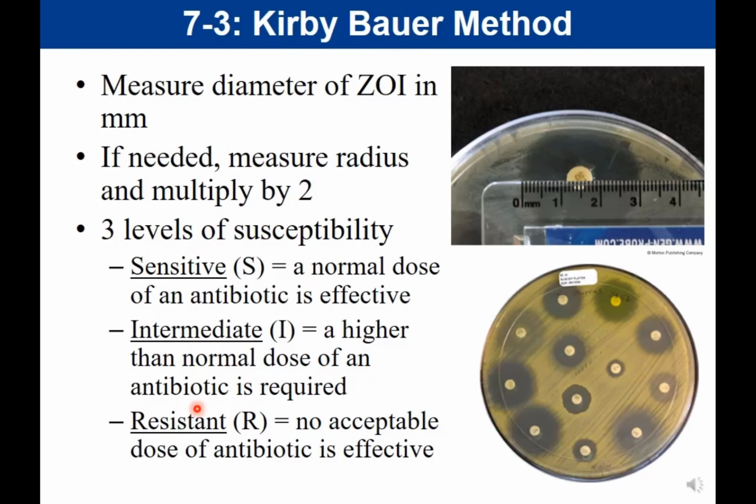The other level of susceptibility would be resistant. And what does it mean if bacteria is resistant? That means that no acceptable dose of the antibiotic is effective. You can't use any dose that would be considered safe and have it be effective. So you would not choose a drug that the bacteria is resistant to. And again, these are all relative to the Kirby-Bauer being standardized. You have to have the test be standardized for these results to be meaningful.